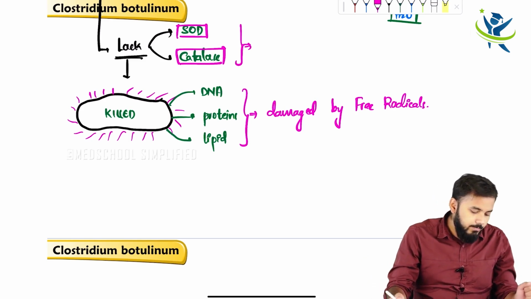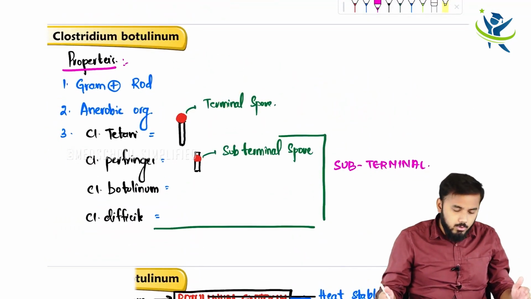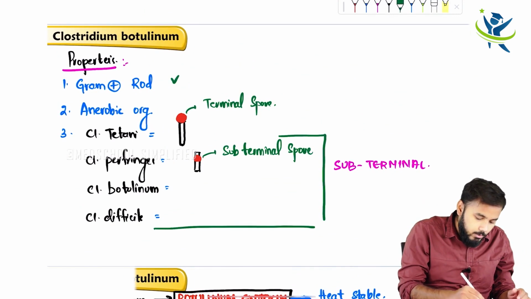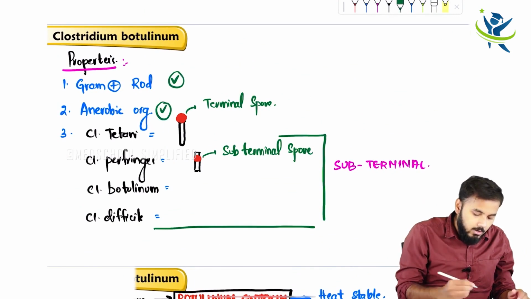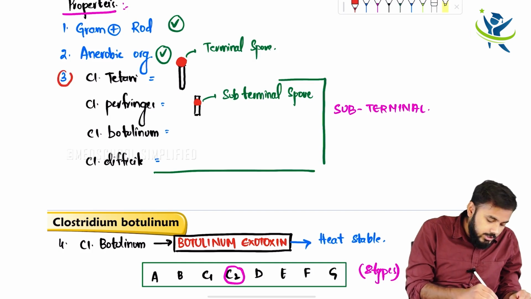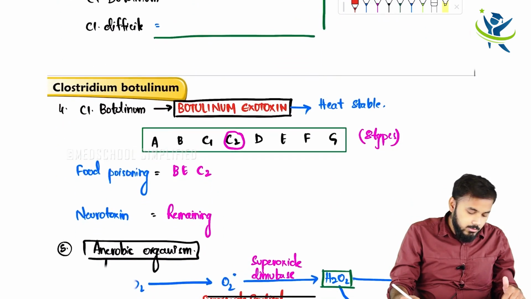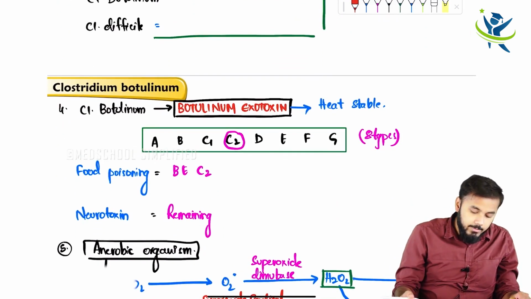Next important thing, the factors, let us sum up all of them. It is a gram-positive rod, right? It is a gram-positive rod. It is an anaerobic organism, and you know the shapes now. Keep in mind, guys, they can ask you a question regarding the shapes. They are very important. Next, you also came to know about this botulinum exotoxin.